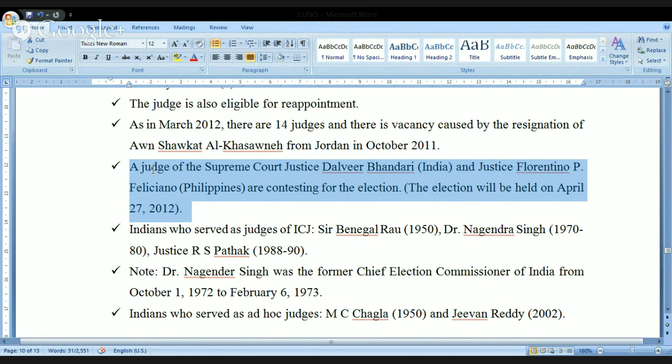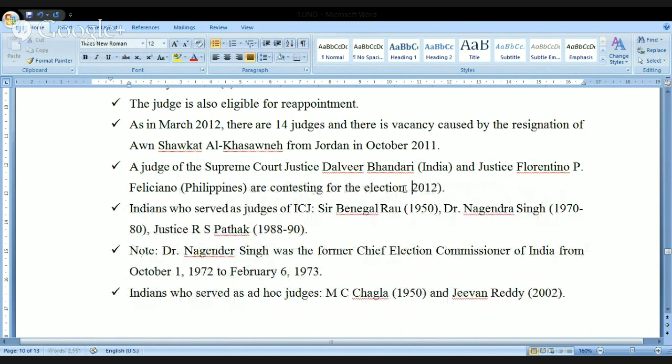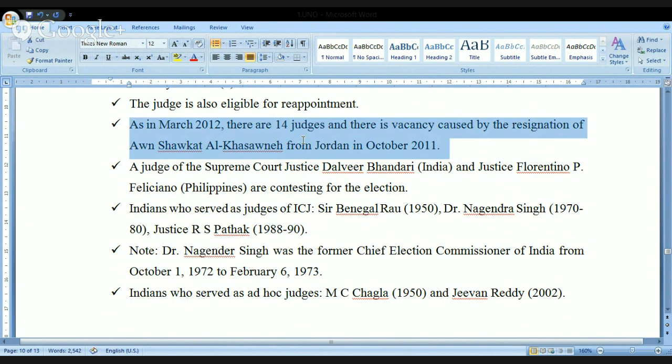Of course this is the old information, so I'm just removing it here. The election will be held. Already the election was held and everything is over, and this Philippine gentleman got defeated, and Dalveer Bhandari got elected. Look at this. Dalveer Bhandari occupied the position of this gentleman because he submitted the resignation letter.